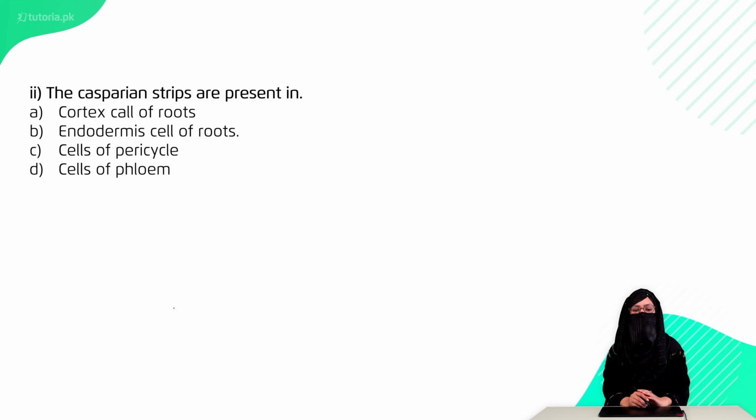Question 2 है the Casparian strips are present in option A, cortex cell of the roots. Option B, epidermis cells of the roots. Option C, the cells of the pericycle. Option D, the cell of the phloem. The right option है option B, endodermis cell of the roots.